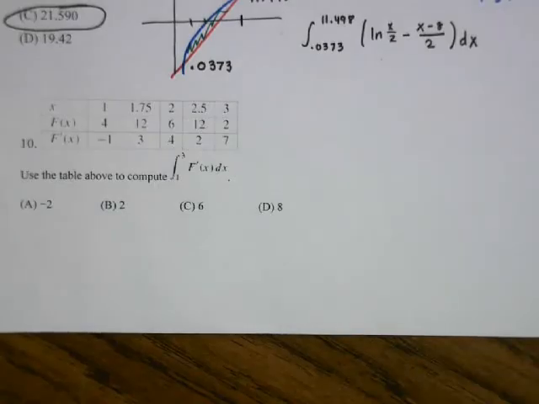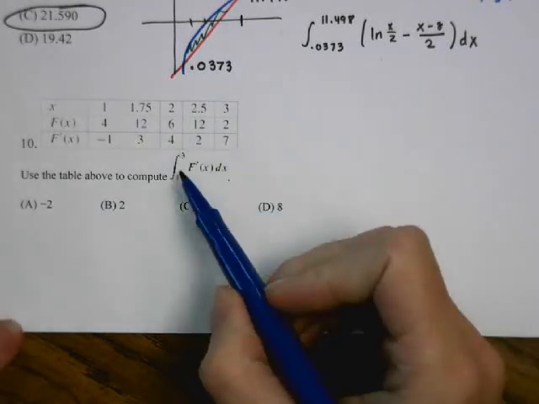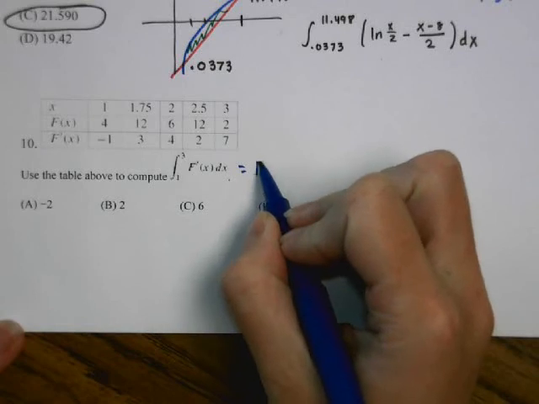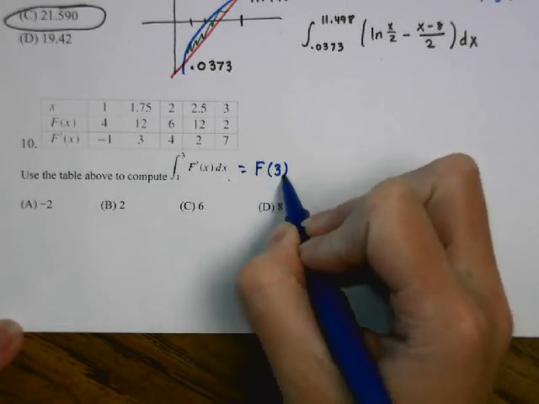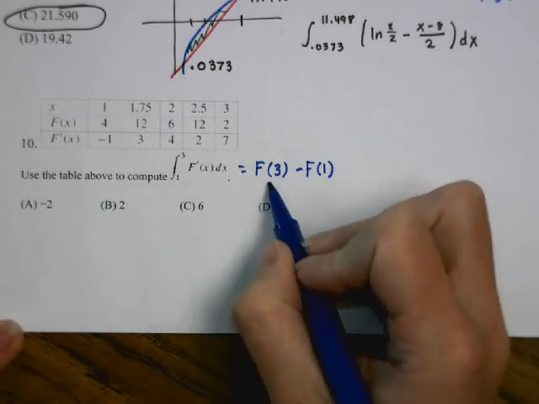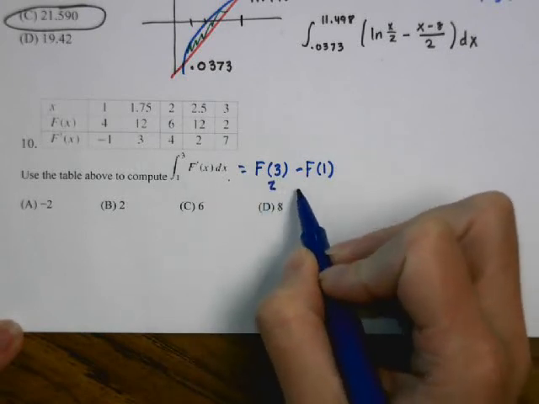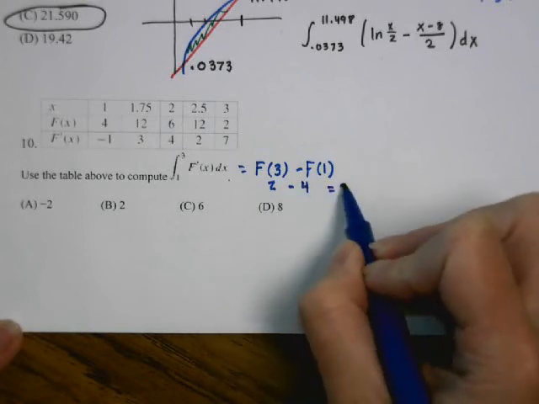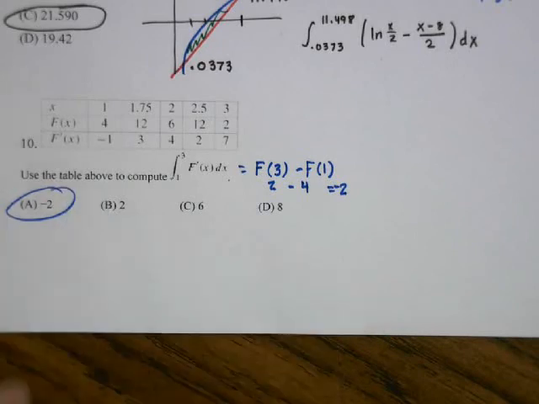All right, then we just have a review question, because as we move through this, we want to keep revisiting past topics. So the integral from 1 to 3 of f prime of x is going to equal f of 3 minus f of 1, which in this chart is going to be 2 minus 4, which would be a negative 2. So that's how we do area using integration.